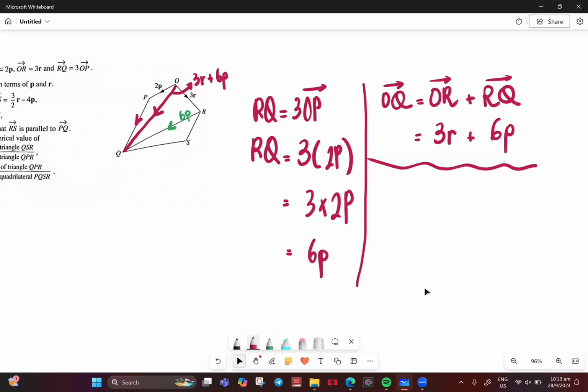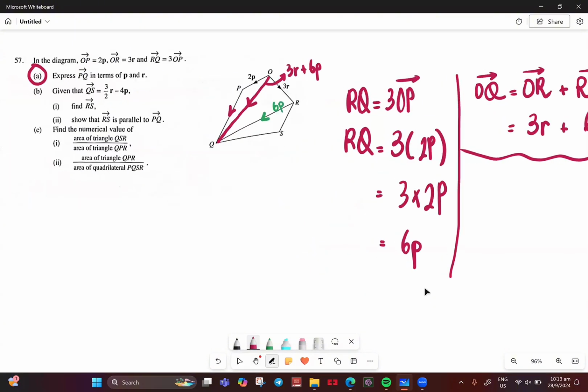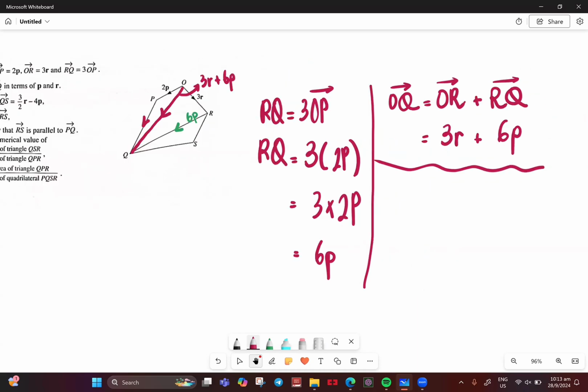Now, I have my OP, I have my OQ. Now I can find what the question is asking us to find: PQ, correct? So what is PQ made up of? PQ is made up of, as you can see over here, OQ minus away OP. Am I making sense?